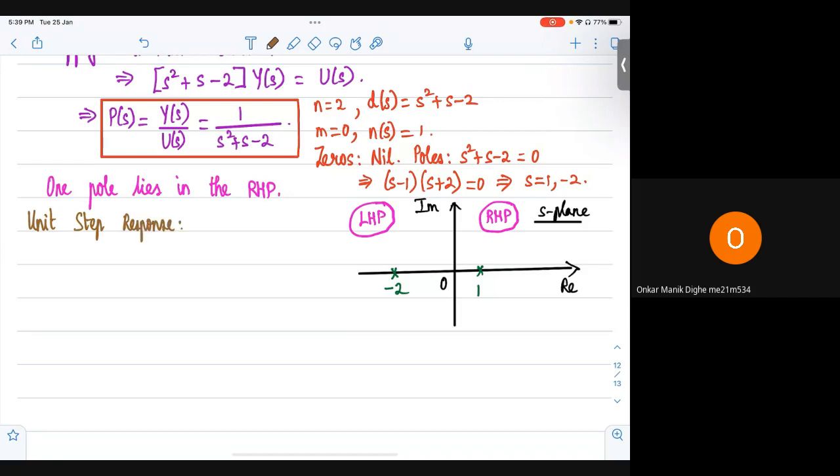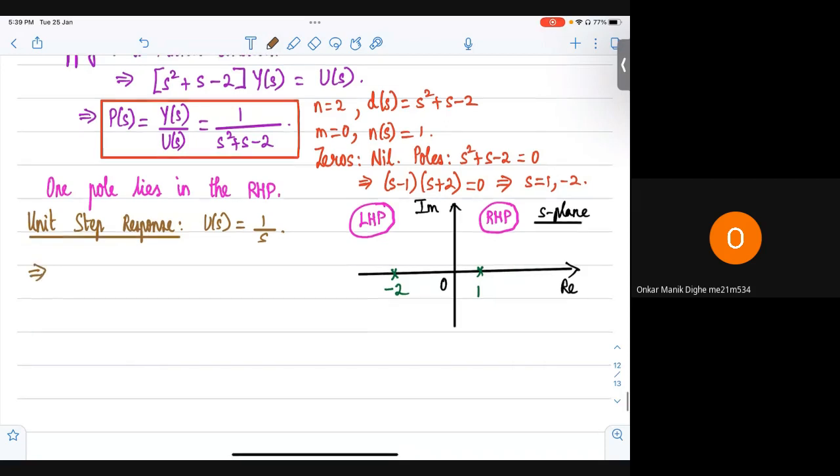In this particular case, I will leave the partial fraction expansion to you as an exercise. I'm sure by now you know what to do, and if you have any questions, please let me know later. So what will be y of s? Y of s will be equal to p of s times u of s. If we evaluate it, this is going to be 1 divided by s squared plus s minus 2.